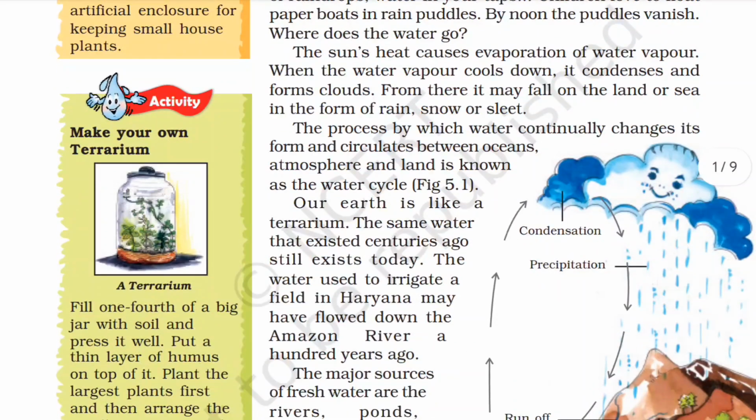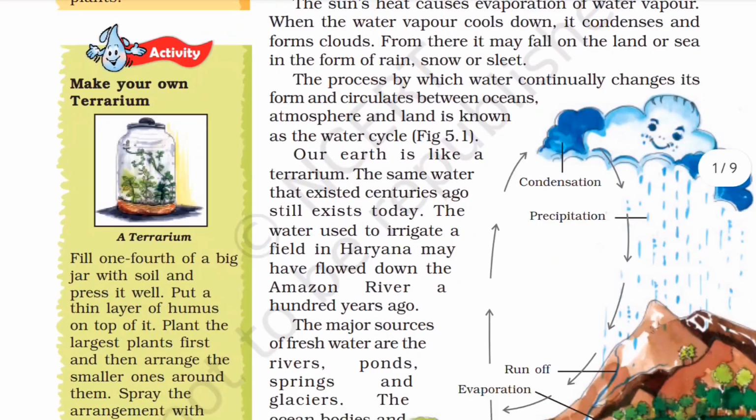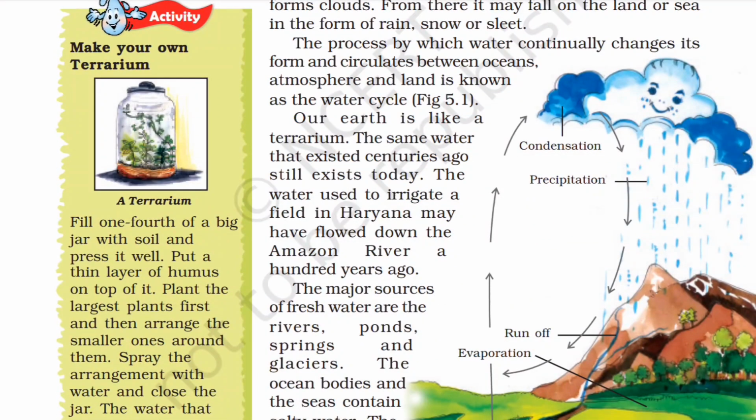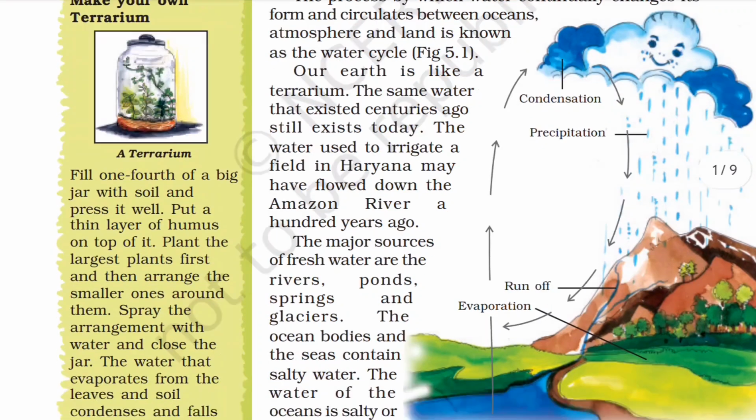Terrarium. It is an artificial enclosure for keeping small house plants. Our Earth is like a terrarium. The same water that existed a century ago still exists today. The water used to irrigate a field in Haryana may have flowed down the Amazon River 100 years ago.